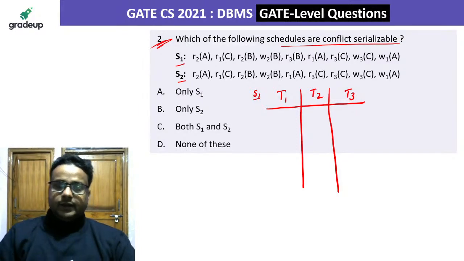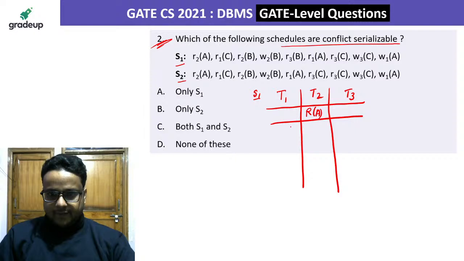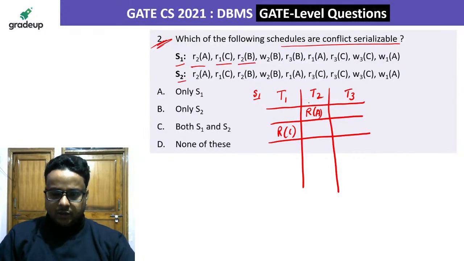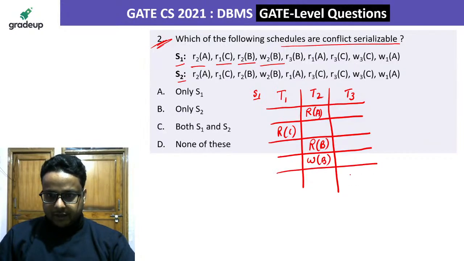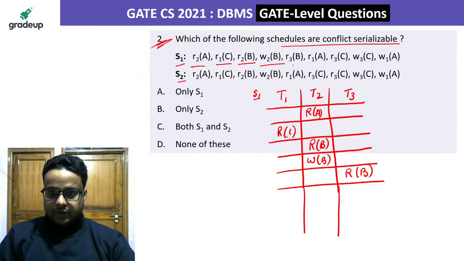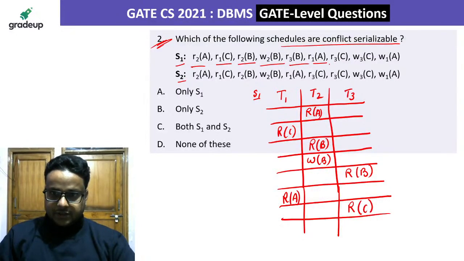In these transactions, the schedule is: R2A, so reading of A, next is R1C, then R2B, and then W2B, then next R3B, then R1A, then R3C, next W3C, and W1A.